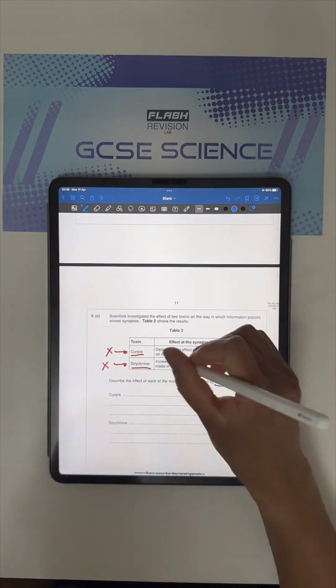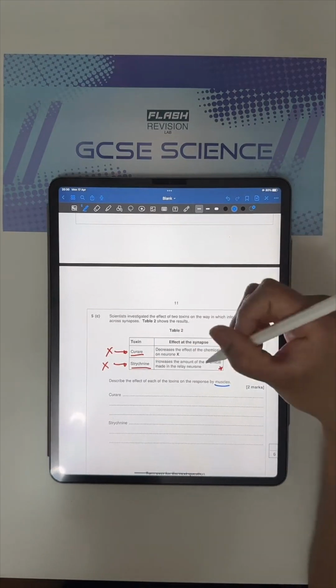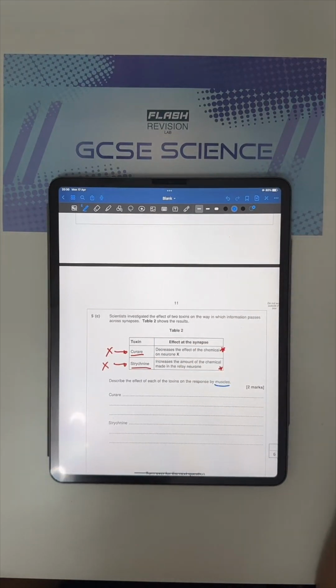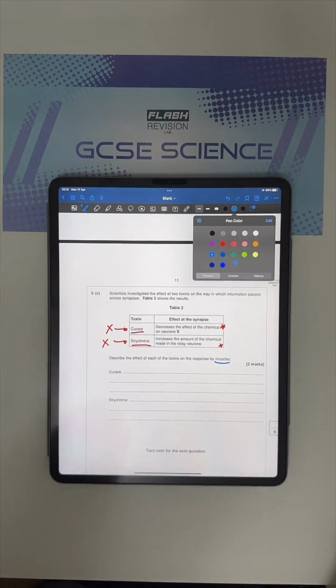So you have to basically talk about what this decrease in a chemical or increase in a chemical does to the muscle. So what do muscles do? When they react, what do muscles do? Does anyone know? Yes, Jeanette. Exactly. Well done, guys. So Jeanette said there's less chemical, so there's less impulse carried, therefore less of a response like muscle contraction. That is perfect for the mark. There's 2 marks, so you get 1 mark for each one that you talk about.